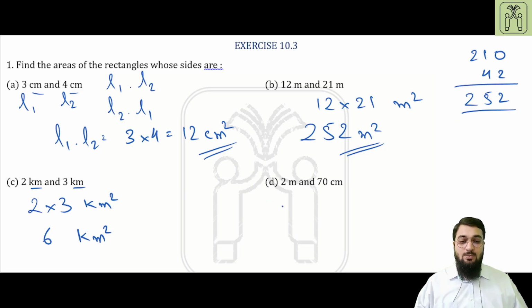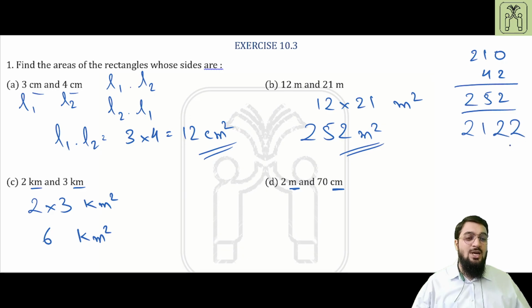Coming to part D, that is 2 meter and 75 centimeter. So we will convert either one into the other unit. I would prefer converting meter into centimeter, but that will increase zeros and increase the value of the calculation. So what we'll do, we'll just convert centimeter into meter. You can do whatever way you like. For example, if you are good at calculating 2 into 75, then it is your choice. But if you are more comfortable in calculating 2 into 0.75, that is also your choice.